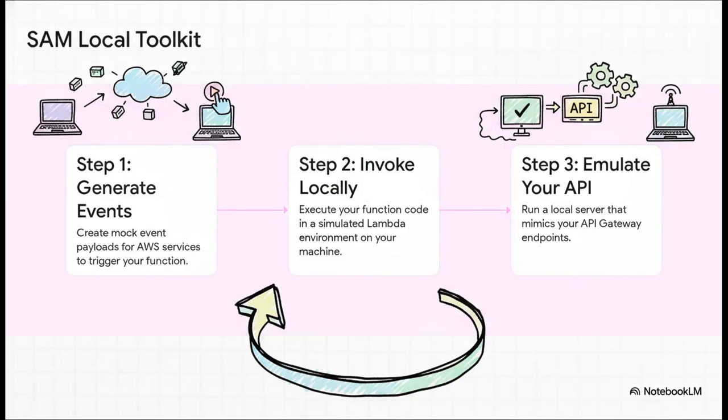So once your business logic feels solid from unit tests, you've got to test the function handler itself. And for this, AWS SAM gives you this fantastic local testing toolkit. It's really all about three main things: generating test events, invoking your function locally, and emulating your API.